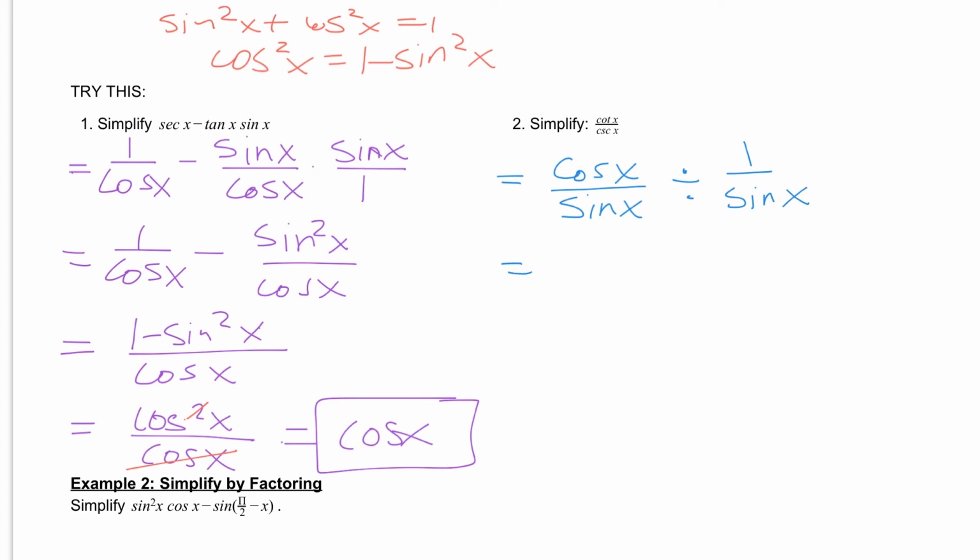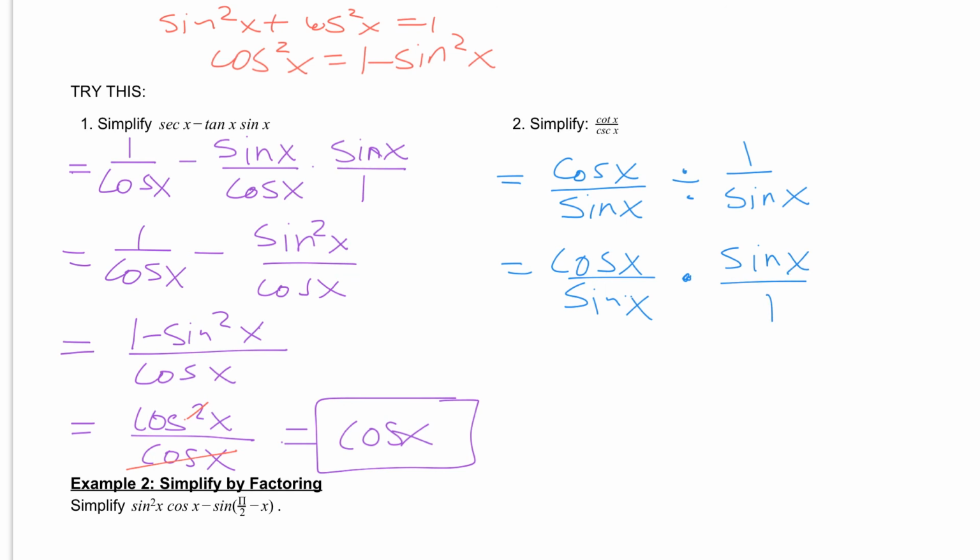Then I can use my rules of dividing fractions. Dividing is the same thing as multiplying by the reciprocal. So the first fraction stays the same, cosine x over sine of x. And then I'm going to change division to multiplication, and I'm going to take the reciprocal of this fraction, which is sine x over 1.